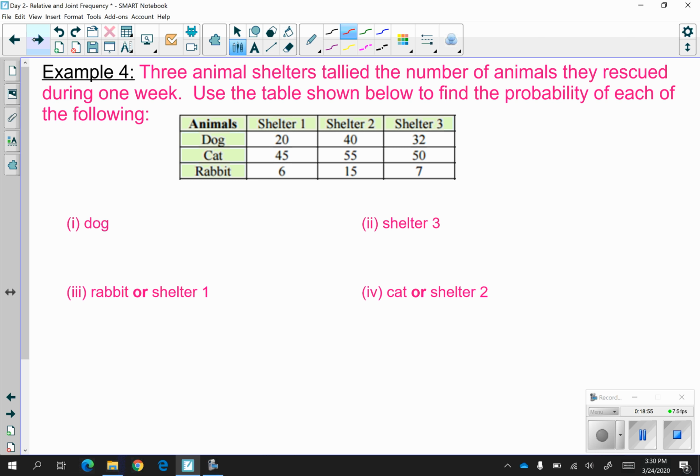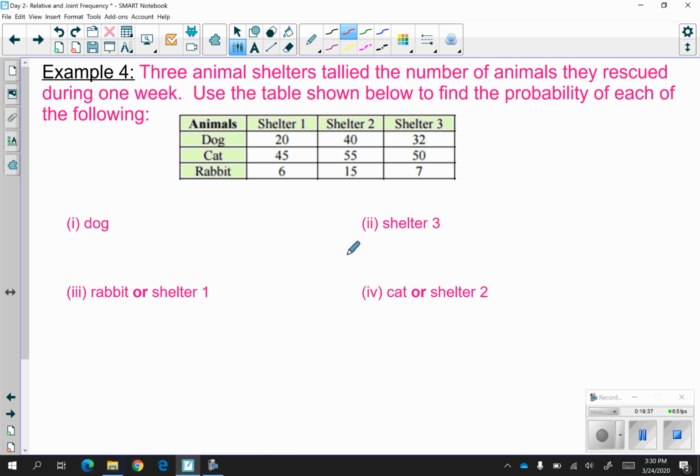Okay, last example. Take a look at this one and tell me if you can figure out what's missing. If you notice, this one is missing the total columns. It's missing the marginal frequencies. So what you're going to have to do on your own is 20 plus 40 plus 32 equals what total? 45 plus 55 plus 50 equals what total? Then you're going to do the last one for rabbits, and then you're going to do the ones going vertically.